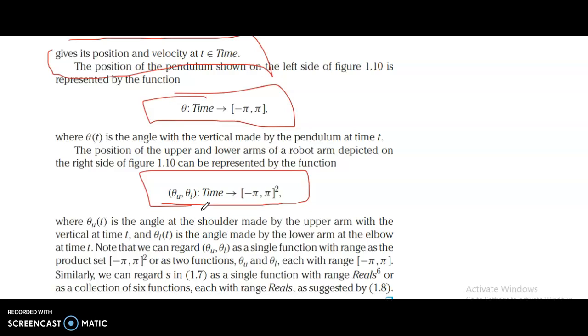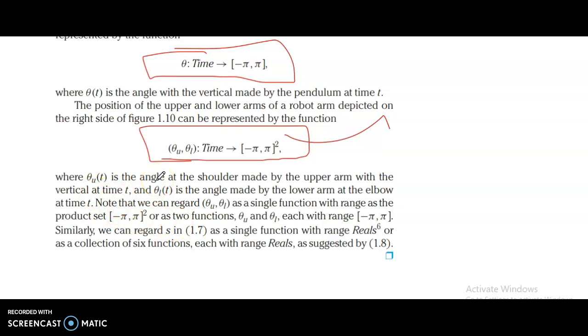Theta u, theta l: time maps to minus pi to plus pi, whole square, where theta u of t is the angle at the shoulder, the upper arm with the vertical at time t, and theta l of t is the angle made by the lower arm at the elbow at time t. Note that we can record theta u and theta l as a single function with range the product set minus pi to plus pi, or as two functions theta u and theta l, each with range minus pi to pi.